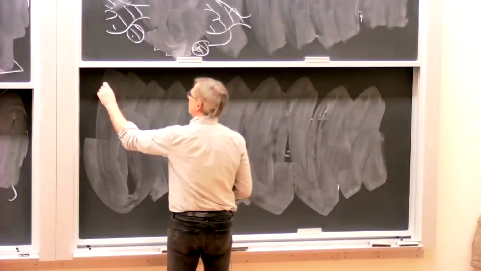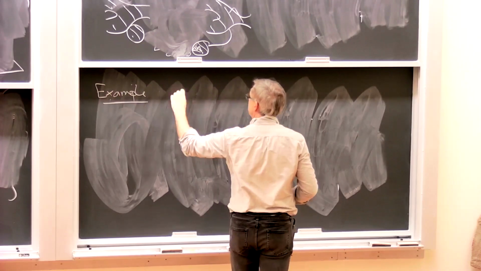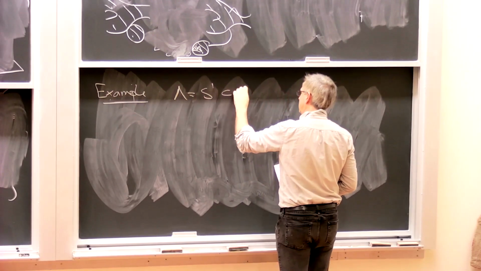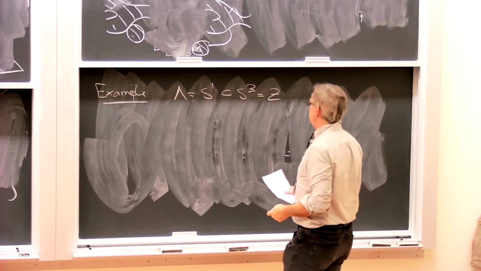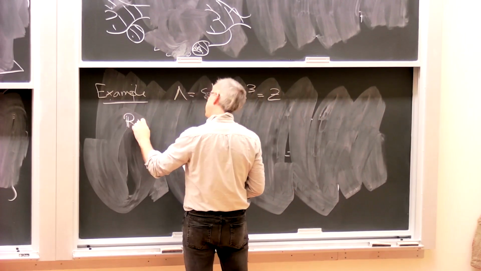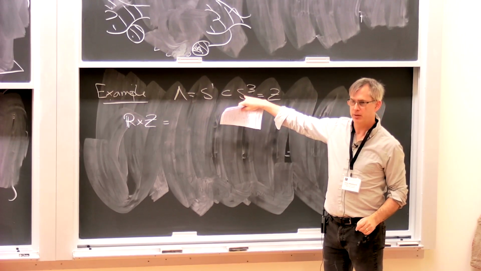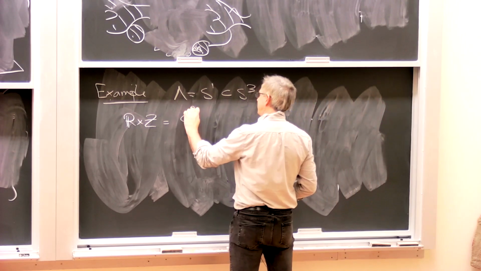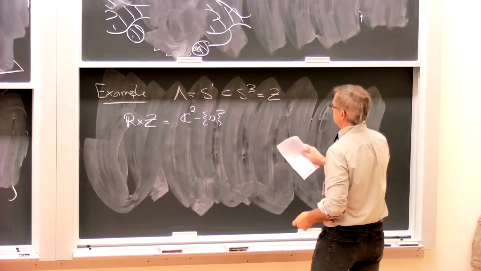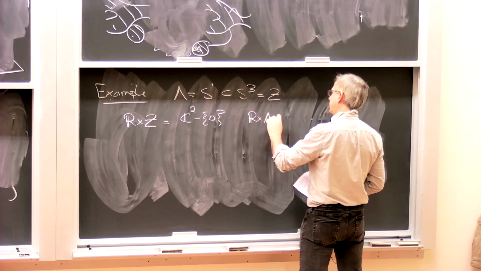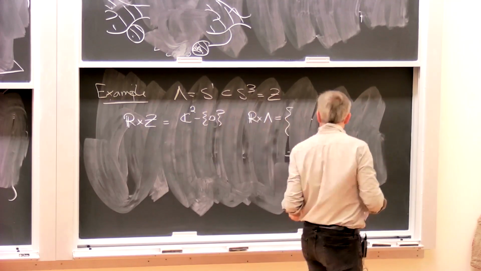So, example. Let lambda just be S1, sitting inside Z, which is S3. Now, if I take the symplectization of R times Z, I'm just adding in the radial coordinate. So this is the same as C2 minus the origin. And if I take R times lambda, well, S1 here means the Lagrangian I had before.